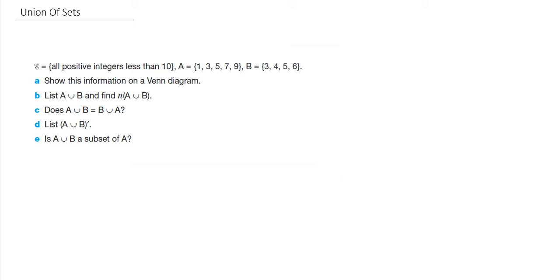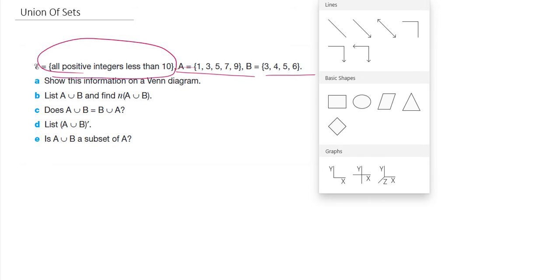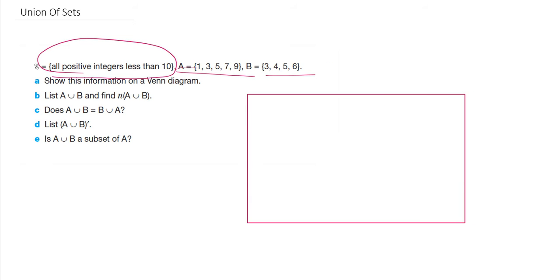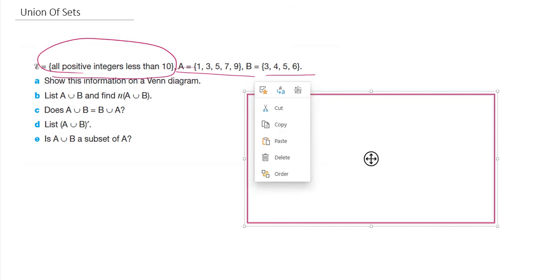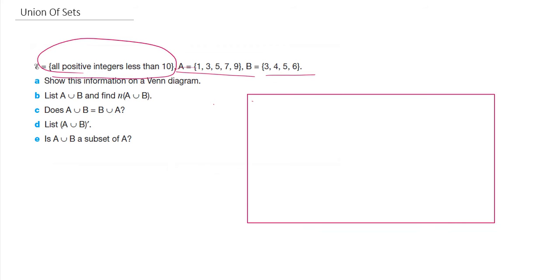by using examples. Alright. So the universal set contains all the positive integers less than 10. So A is that and B is this. Show this information on a Venn diagram. Again, we need to draw a rectangle. This is our universal set. Again, we have to look for the common elements in both of the sets.